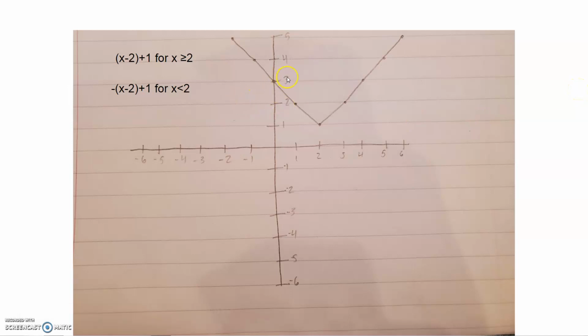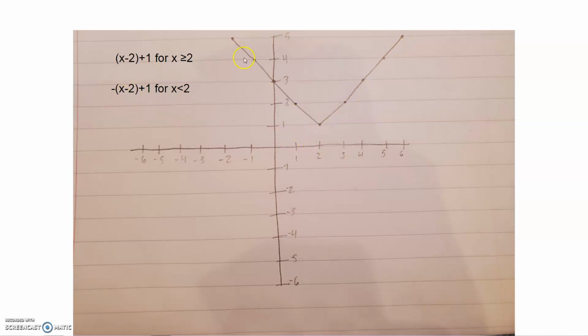This is the equation absolute value of x minus 2 plus 1. So how you would write this is x minus 2 plus 1, which is this line right here, for when x is greater than or equal to 2. So when x is 2 or anything greater than 2, it's going to be this line right here.